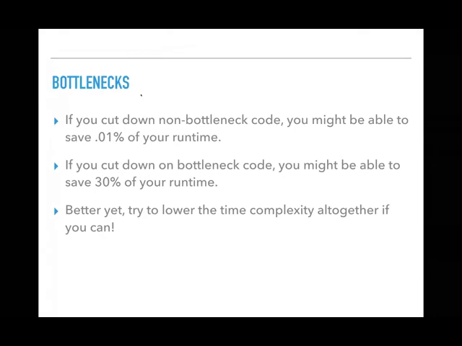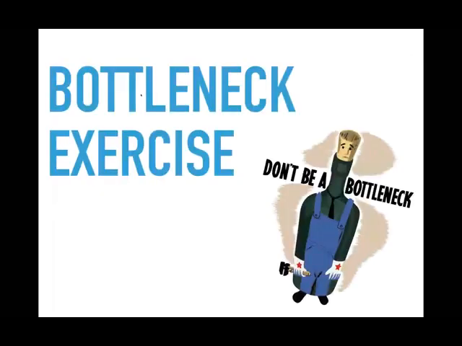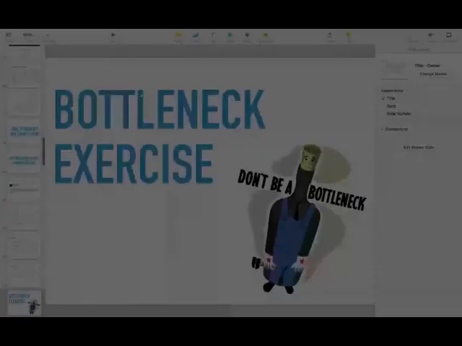And of course, best of all would be if you can lower the time complexity altogether. So if you look at the bottleneck and you're like, okay, this is an n squared bottleneck, how can I make it better than n squared? How can I make it linear? Once you solve that, your code is going to be totally different. You'll have new bottlenecks to look at, and it's going to run orders of magnitude faster. So that's bottleneck. We're going to go ahead and do a bottleneck exercise real quick.